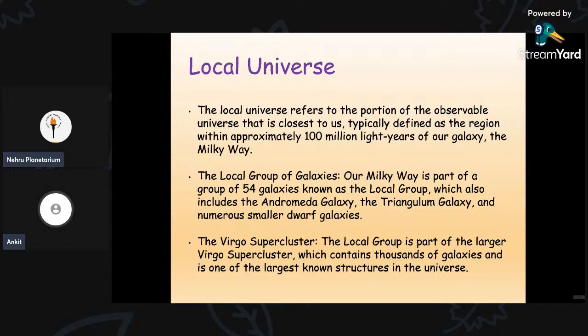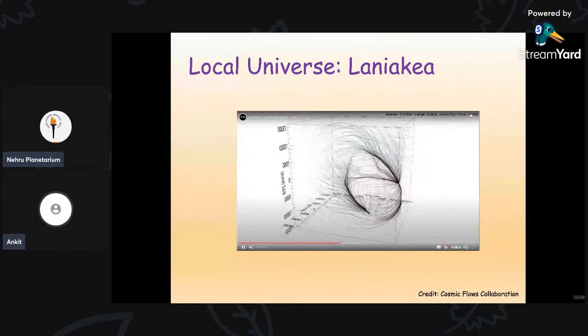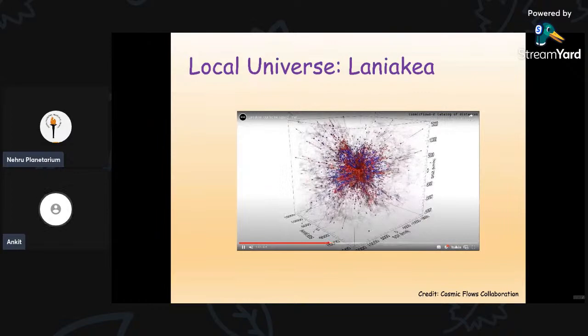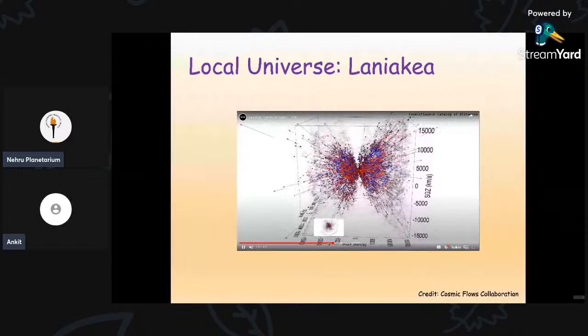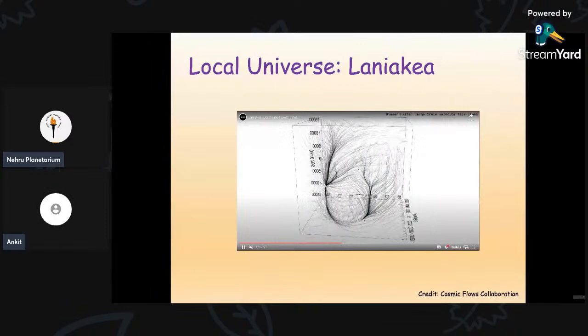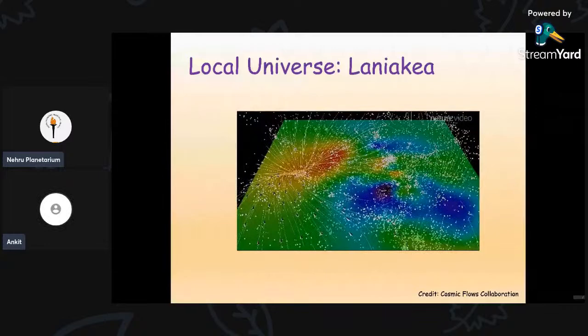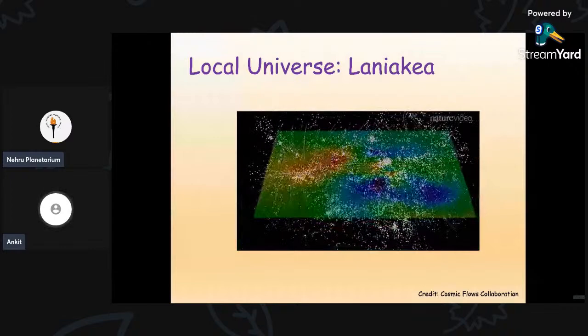Well, this was the understanding a few years ago. And then we found a new structure called Laniakea, in which you see these galaxies I was showing you. The red dots here represent the galaxies which are coming towards us, and blue represents the galaxies which are going away. If you trace that structure, and these lines represent the velocity field, what we understand is that the galaxies in the local universe are moving towards a Great Attractor, a giant supercluster even bigger than the Virgo supercluster that we initially thought we were falling into.